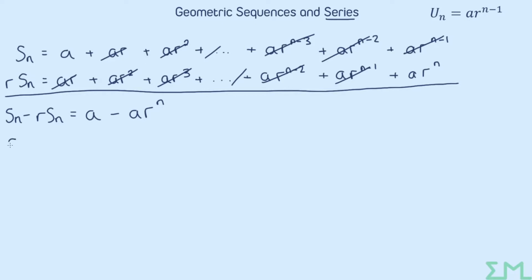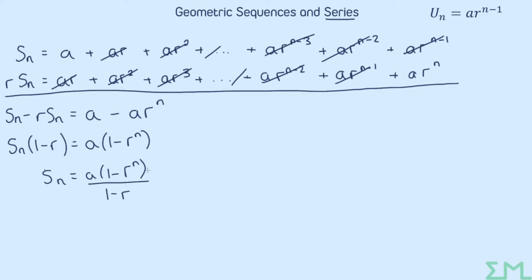If we look on the left hand side here, what we need to do is factorise Sn out. So we get Sn times 1 minus r. We can also factorise a out on this side to make it look a bit nicer. And then to finish off, we just divide by the 1 minus r. And that is our Sn formula. Let's pop that up in the corner.